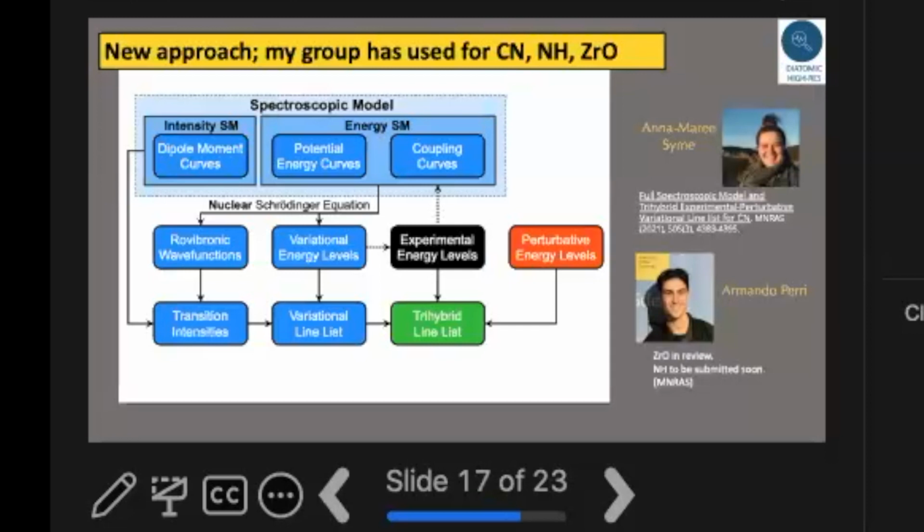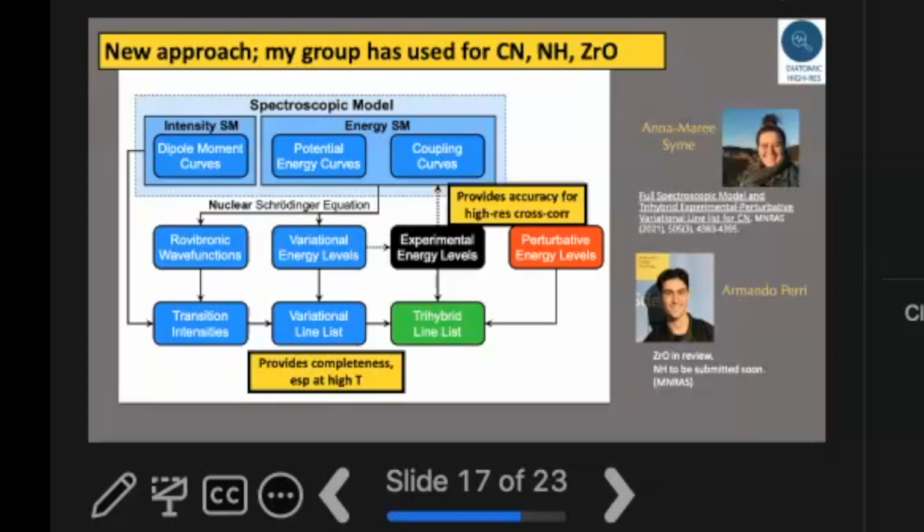And since that was published in 2019, we've done a few molecules. My students have started to take over doing this. Anna graduated her PhD, Armando graduated his honours. Thank you. And so what we use is that variational line list. I can tell you details later. Quantum chemistry does the completeness really well, and we put in the experimental energy levels.